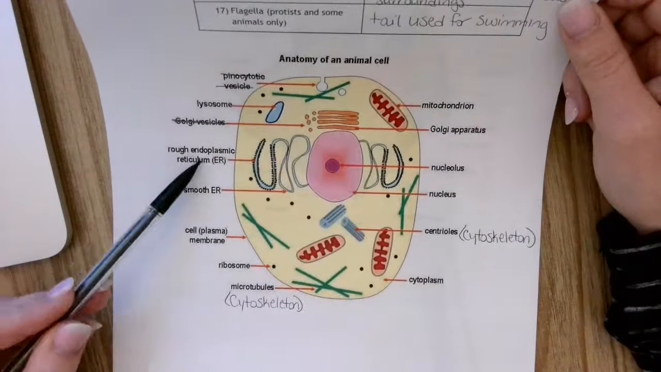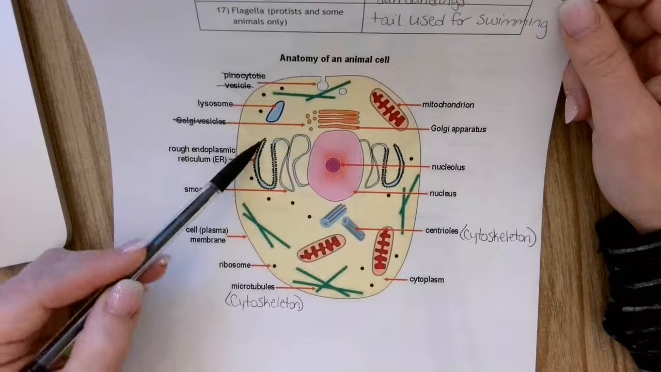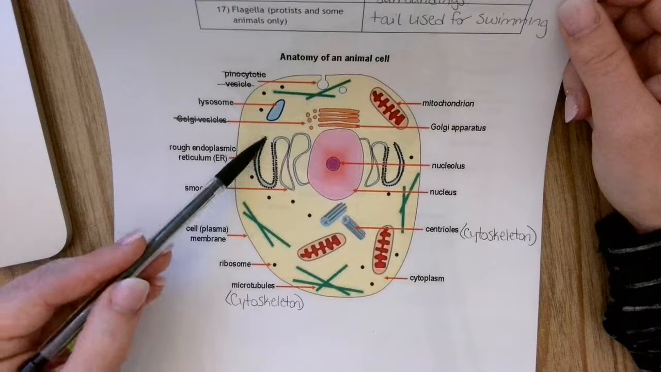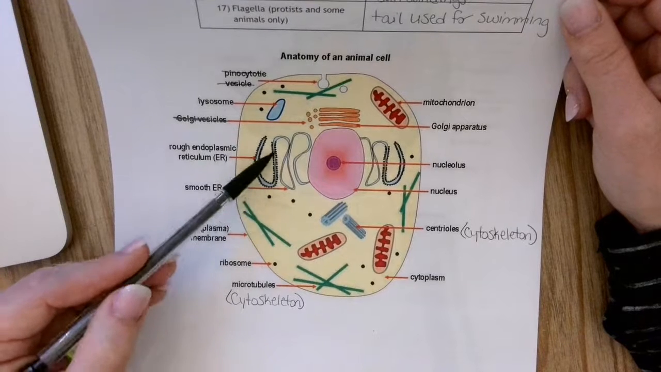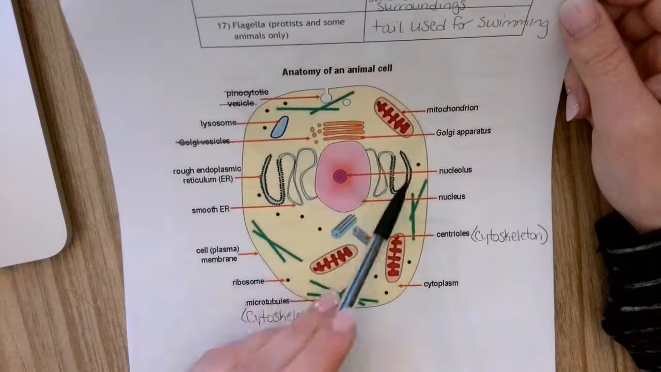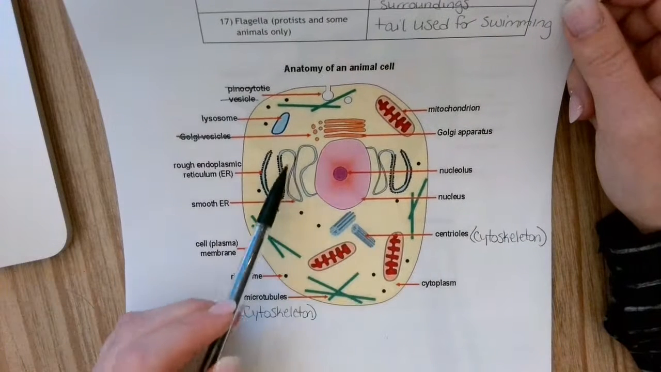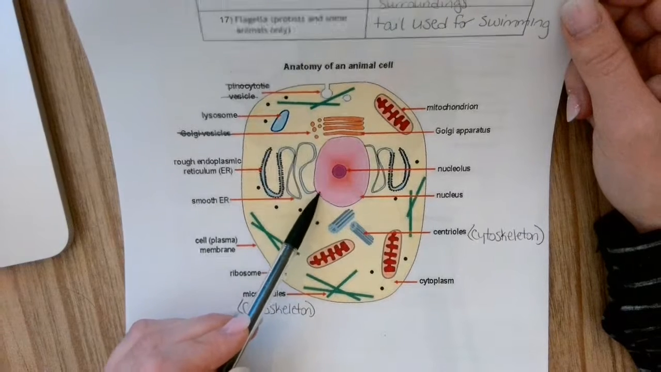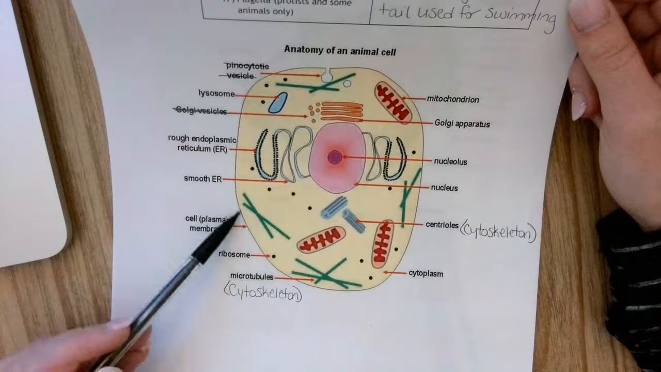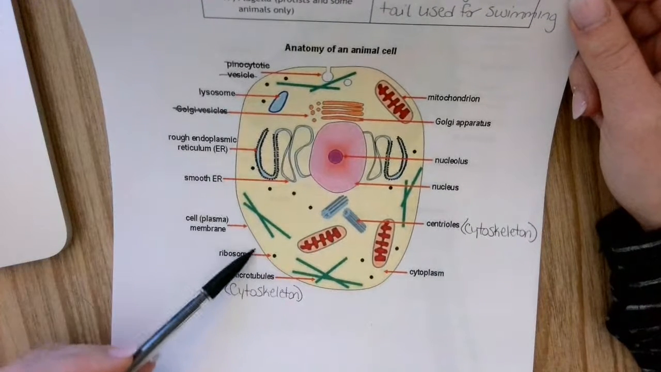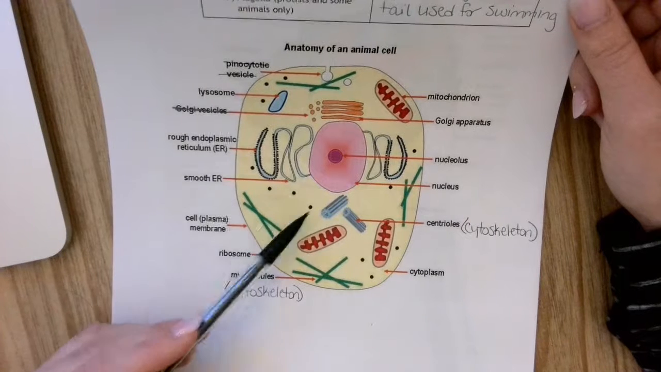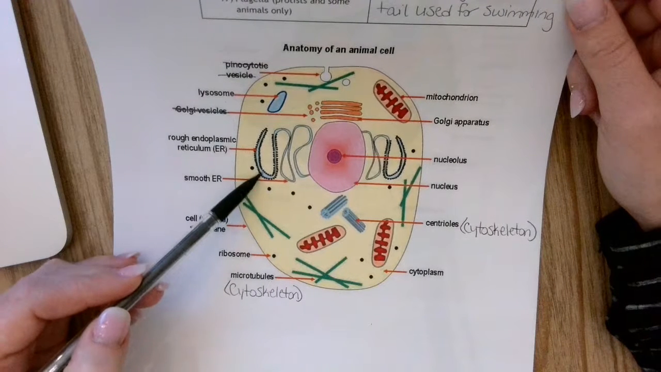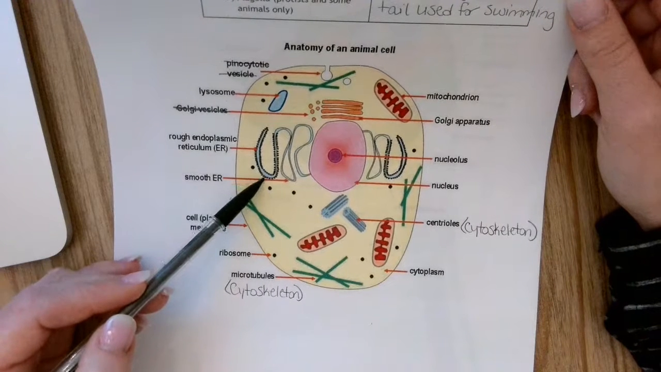The rough endoplasmic reticulum is the part that has this bumpy outer layer here, and that bumpy outer layer is made of ribosomes, and it's over here on the side as well. And then the smooth part is the smooth endoplasmic reticulum. And then you have the cell membrane, that is the layer of protection. Ribosomes kind of just float all over the place, and they're also on the outside of the rough endoplasmic reticulum.